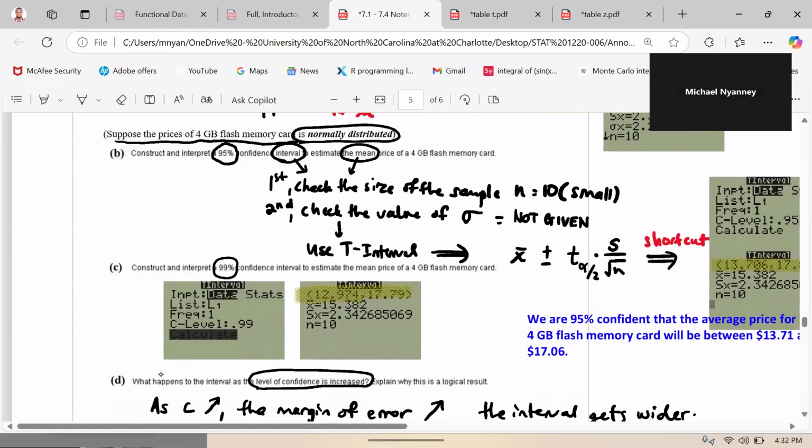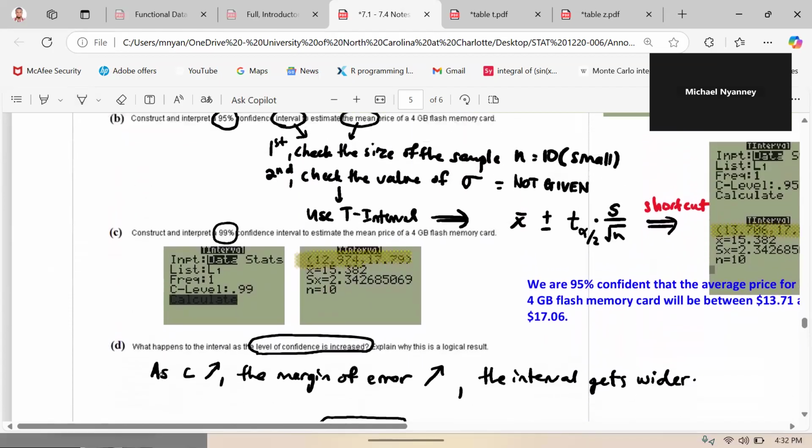So since our n is less than 30, n is 10, and the population standard deviation wasn't given, we use the t. We use the t, as you see here.